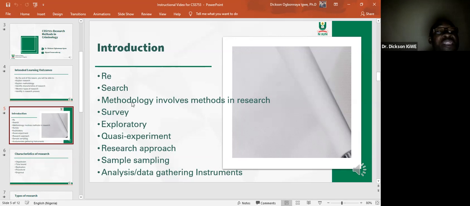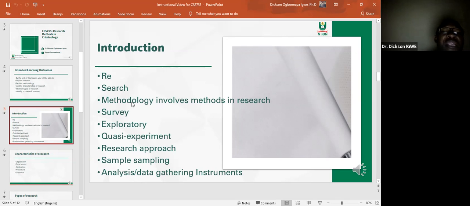in research parlance, we say we have designs. We use design particularly to refer to the method of survey. We say survey design, we say exploratory design, we say quasi-experiment design, and then experimental design. Then we talk about a research approach. We talk about qualitative approach, quantitative approach, and mixed approach, which is the one I call triangulation.